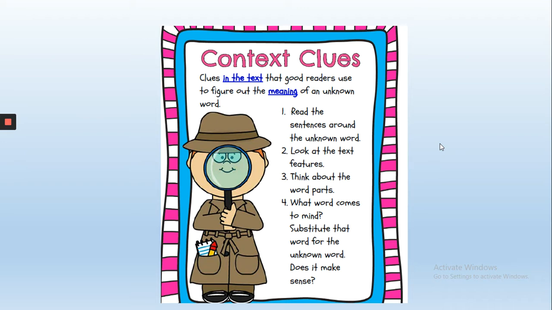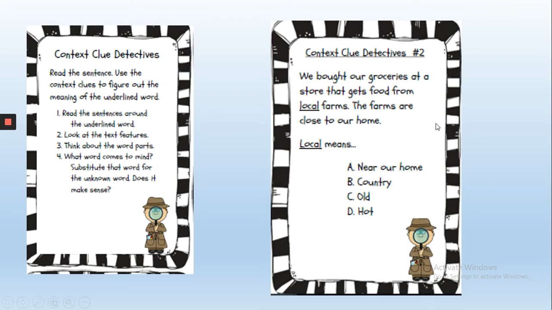Over here on the left, I have the context clue detective, and it tells us every step. It tells us to read the sentences around the underlined word. It tells us to look at text features, think about the word parts, and then think of a word that might come to mind that makes sense in the sentence. So now, let's look at context clue detective.